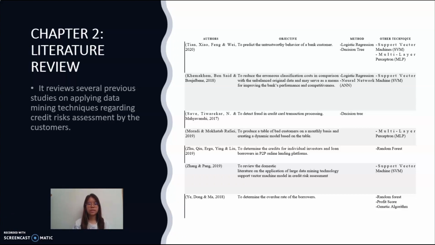We review several previous studies on applying data mining techniques to credit risk assessment of customers. Here is the table summarizing the literature review. From this table, we can see that the authors use more than one method on credit risk assessment of customers. The techniques they use include logistic regression, decision tree, support vector machines (SVM), multi-layer perceptron (MLP), neural network (ANN), random forest, probit score, and also genetic algorithm.